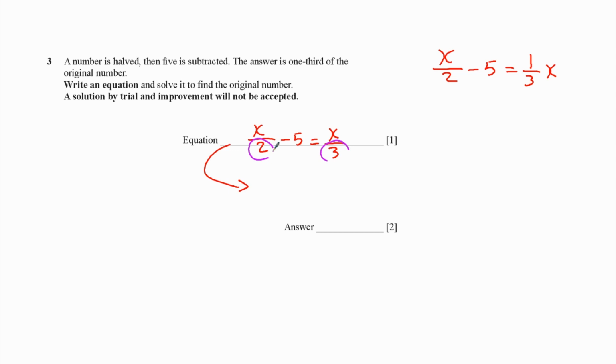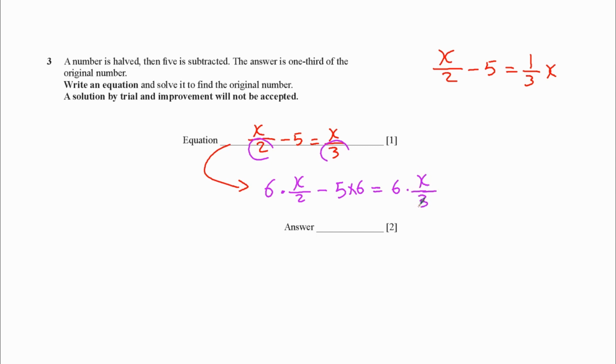So what we are doing in here, I'm just going to show the details in here. So we are going to say we are timing everything by 6, left and right. So when we time it on the left, it times both of those terms. So we are going to say 6 times x over 2 minus 5 times 6 equals 6 times x over 3.